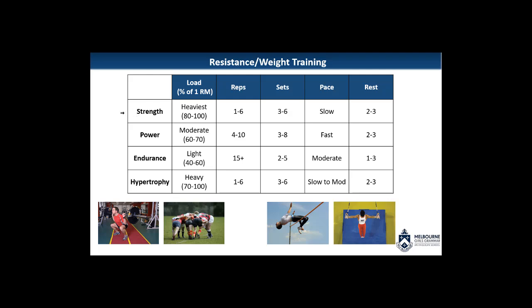So when you look at strength, 1 maximal contraction against a resistance, have a think about the variable that you think is easiest to pick. I hope most of you came up with heaviest. If you're lifting a really heavy load, what we're looking at here is the percentage of 1 RM. 1 RM is the maximum amount that you can lift once. So we're looking at maybe 80% of what you can lift once.